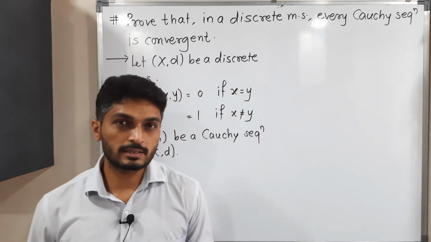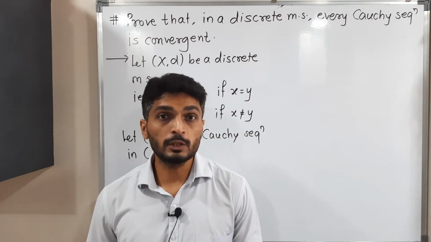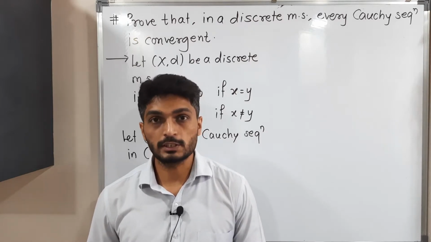Let us discuss this small result. We have to prove that in a discrete metric space, every Cauchy sequence is convergent. This thing we have to prove.